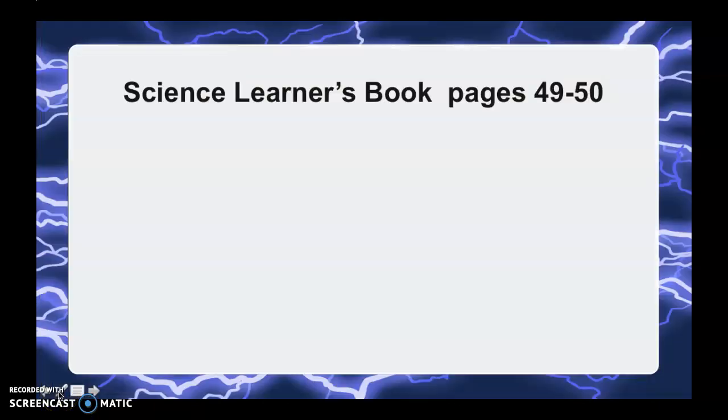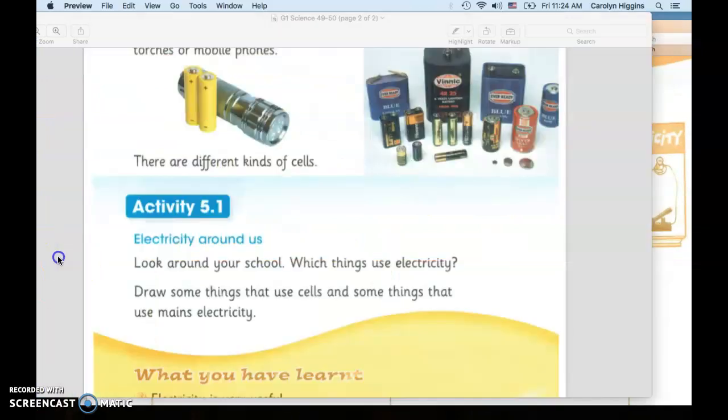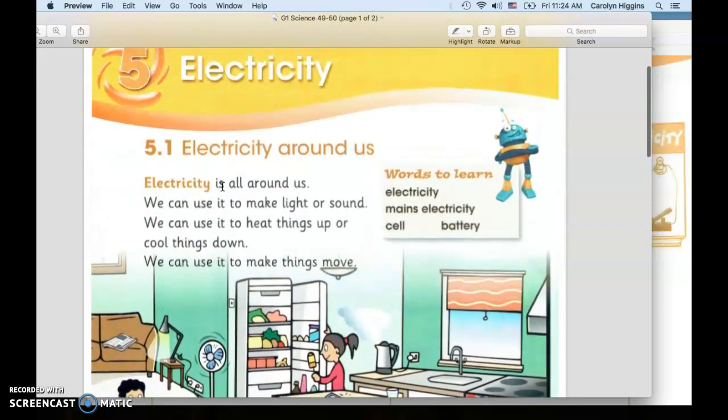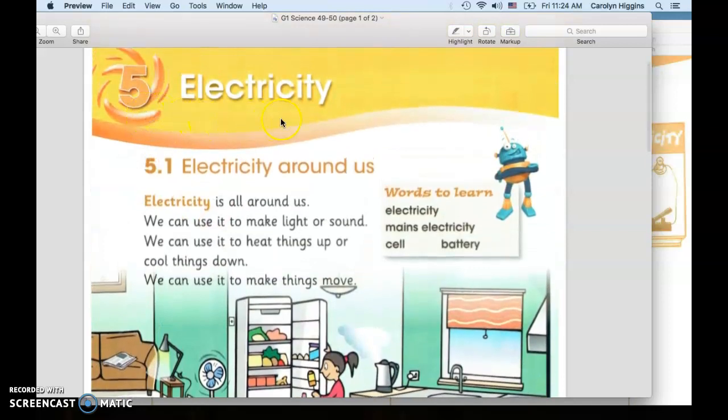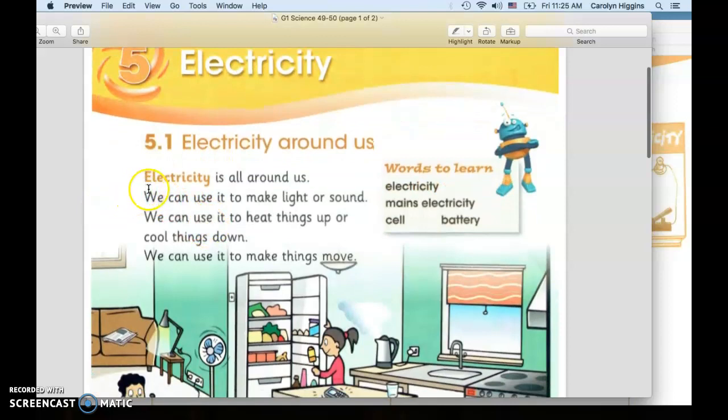Okay, now let's move on to Science Learners book pages 49 to 50. Now, if you don't have your book, it is okay. I have it right here for you to read along with me. Unit 5, electricity. Electricity around us. Words to learn. Electricity, we already learned that, is energy. Mains electricity, ooh, wonder what that is. Cell or battery. Those are the same thing. A little thing that holds all the energy. Now let's read about electricity. Ready?